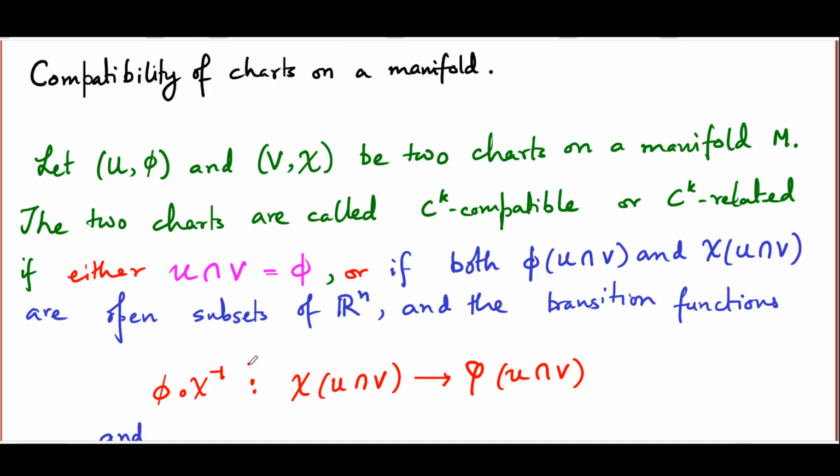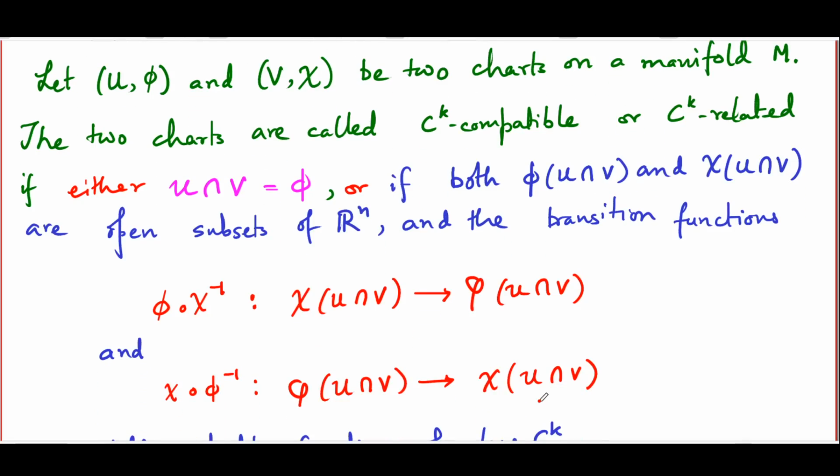So phi composite chi inverse can only be applied to points which you get when you apply chi on u intersection v. So that when you apply chi inverse on a point here, you end up with a point in the manifold which is in both u and v, and since that point is in u, you can also apply the map phi to it. And this, of course, gives the resulting point which will be in phi of u intersection v. So this phi composite chi inverse is the map from chi of u intersection v to phi of u intersection v. Now this is one of the two transition functions we are going to talk about between these two particular charts.